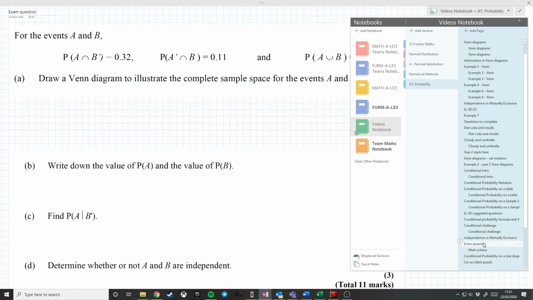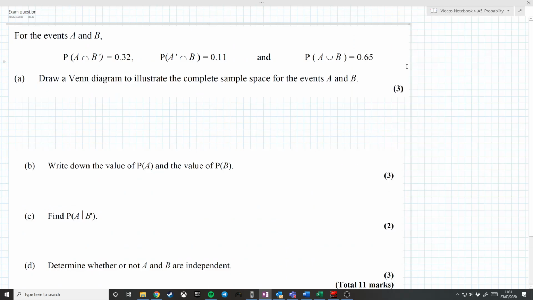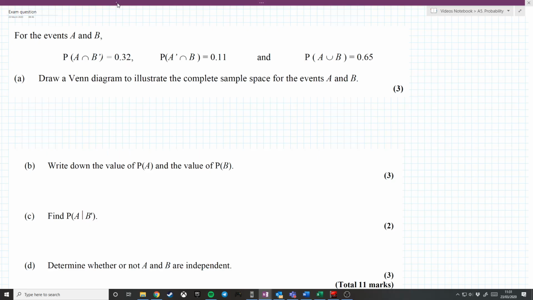Right, I'm going to do an exam question now. And it's this one. Very typical looking exam question. It's got some information at the top and it immediately asks you to draw a Venn diagram. Pause the video now if you want to have a quick look over it.